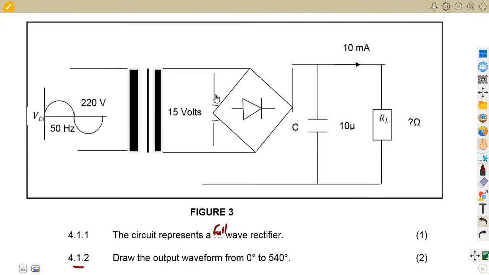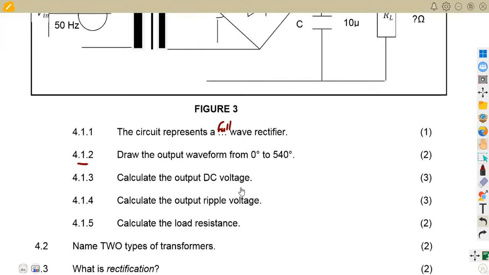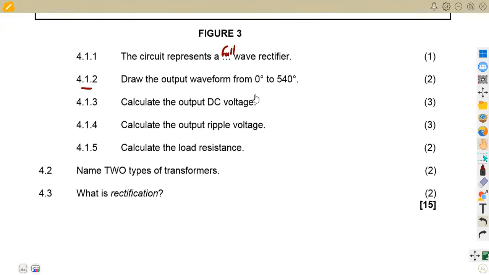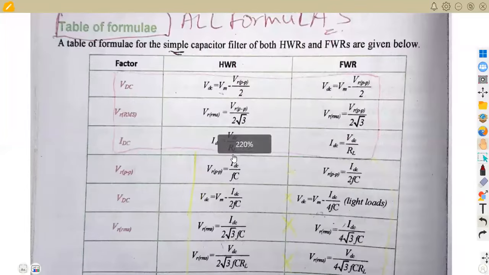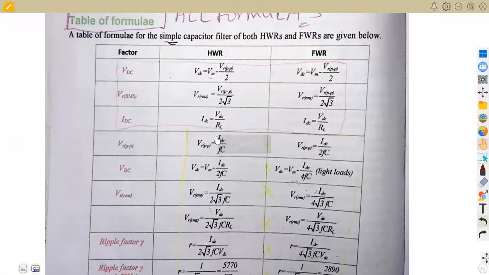So like I said, this is a rectifier, which is fine. It's a full wave rectifier, but it's a full wave rectifier with a shunt capacitor filter. In this case, we are considering a capacitor filter. So the calculations or the formulas that you're supposed to work with here are supposed to be taken from a capacitor shunt. I'm just going to rephrase from your syllabus. You remember what we are required to understand about our capacitor filter. In this case, a table of formulas for a simple capacitor filter for both half wave rectifiers and full wave rectifiers is given below. So this is what you're going to be considering for a full wave rectifier circuit.